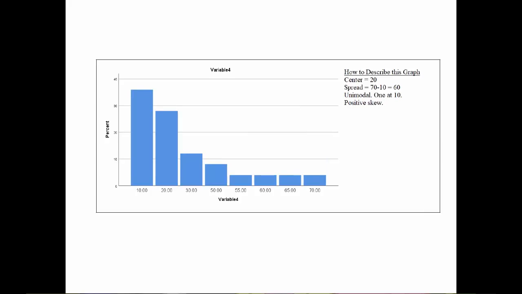In this graph, the center is 20, the spread is 70, the largest value, 70, minus 10, the smallest value, which equals 60. The graph is unimodal with one mode at 10. In this graph, there is a positive skew as the right side of the graph extends much further than the left side of the graph.